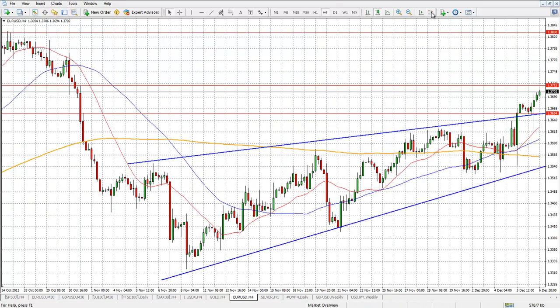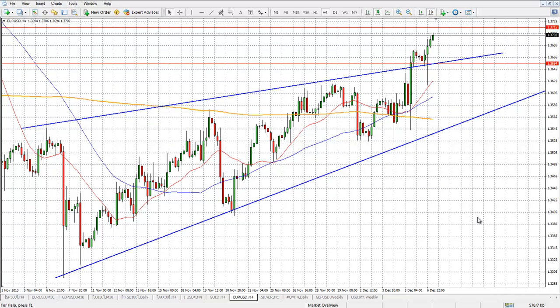The 4-hourly and hourly intraday timeframes appear to be the same, obviously confirming the same levels of support and resistance as well.